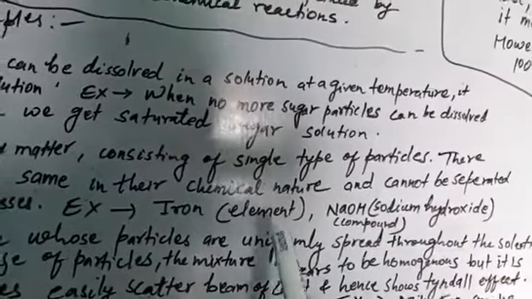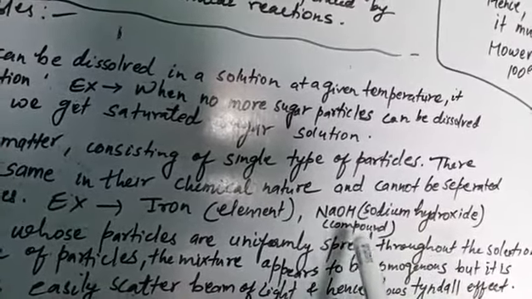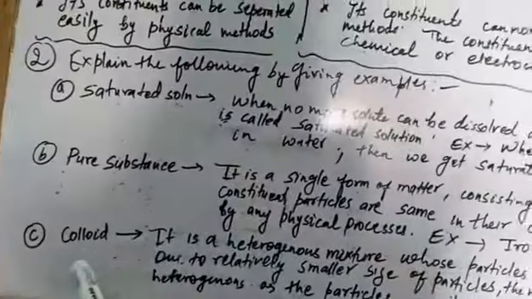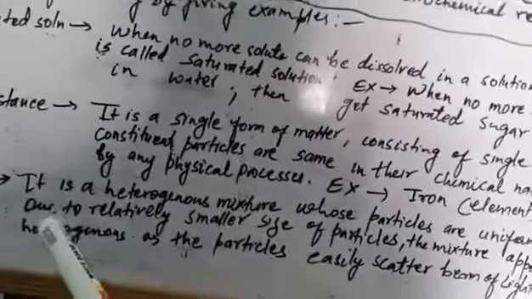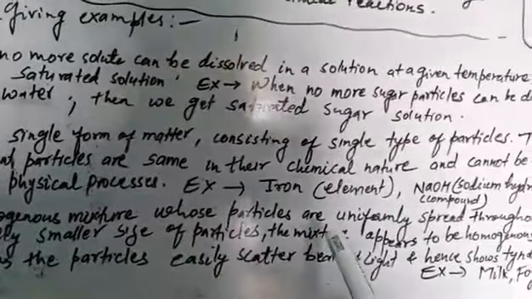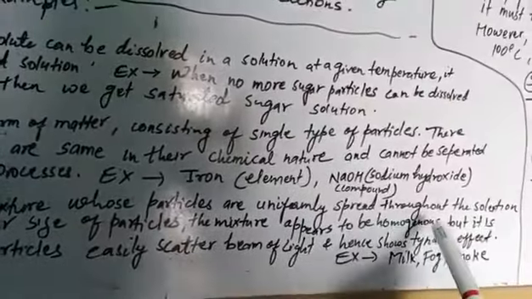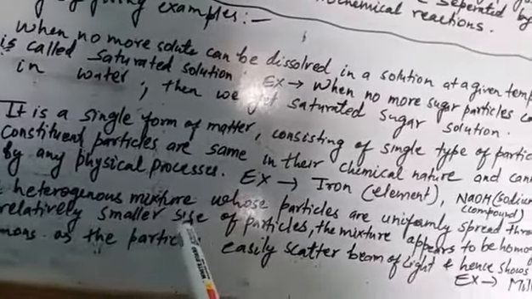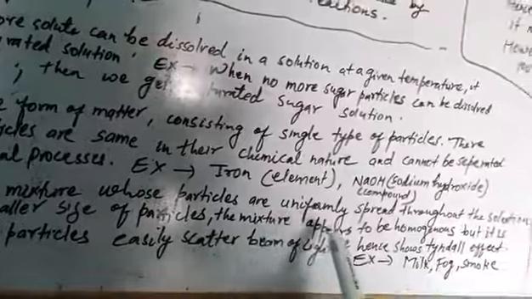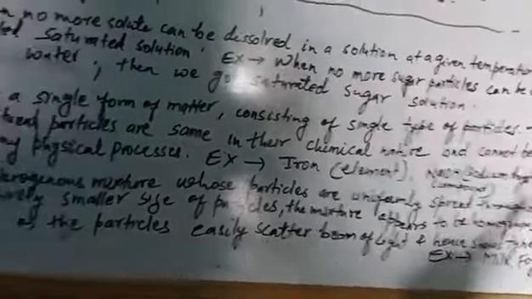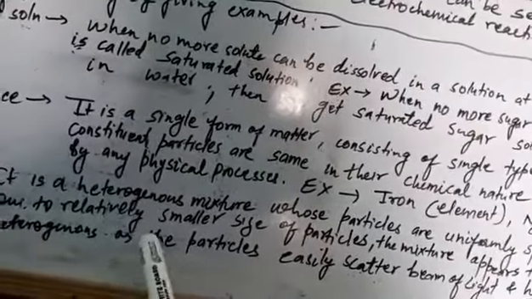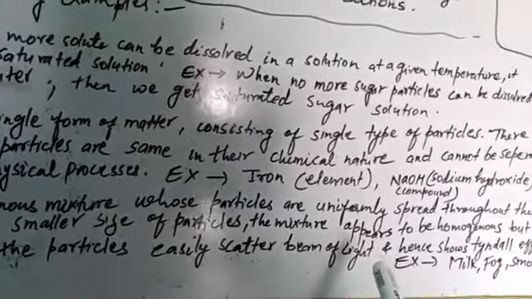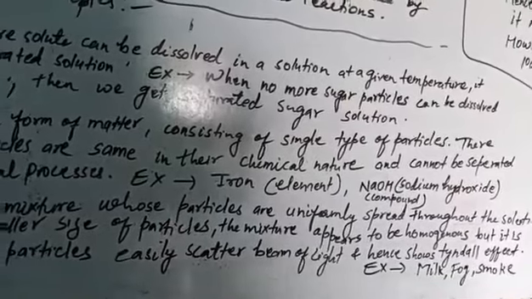Example, iron, it is an element. NaOH, sodium hydroxide, it is a compound. So they all are pure substances. Now colloid or colloidal solution. It is a heterogeneous mixture whose particles are uniformly spread throughout the solution, and due to the relatively smaller size of particles, the mixture appears to be homogeneous. But it is a heterogeneous mixture as the particles easily scatter a beam of light and hence show the Tyndall effect.